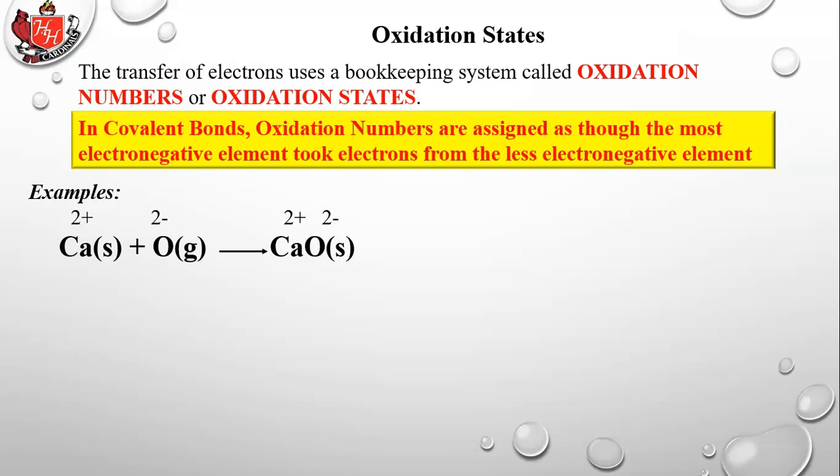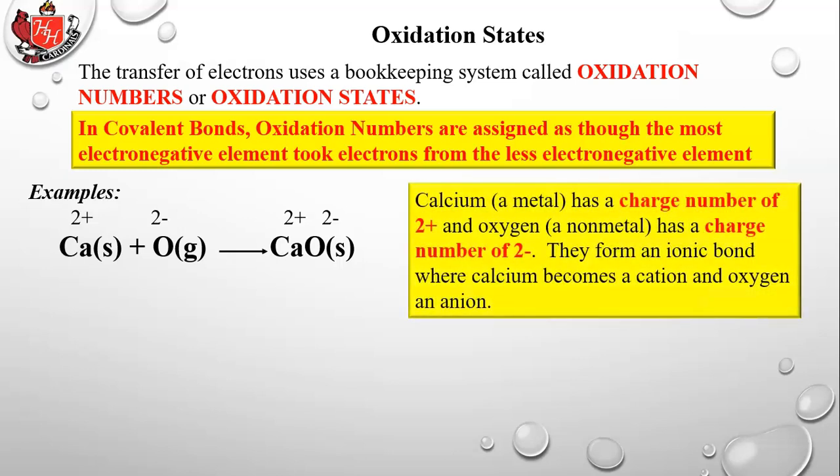So there the oxidation numbers and the charge numbers are the same in an ionic bond. So calcium, a metal, has a charge number of 2 plus, and oxygen, a nonmetal, has a charge number of 2 minus. They form an ionic bond where calcium becomes a cation and oxygen an anion.